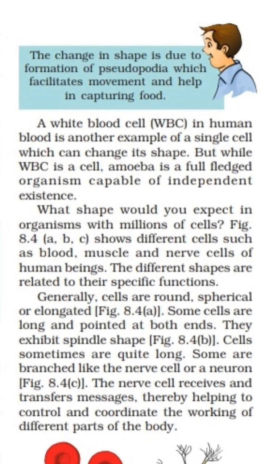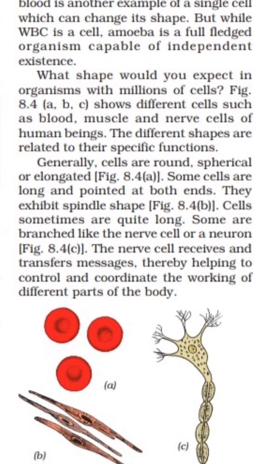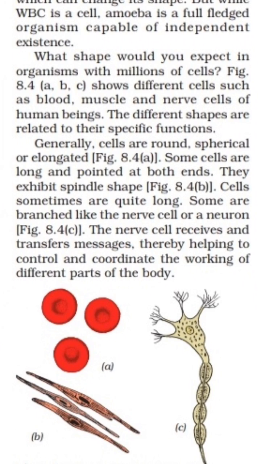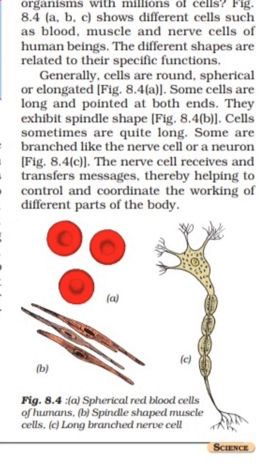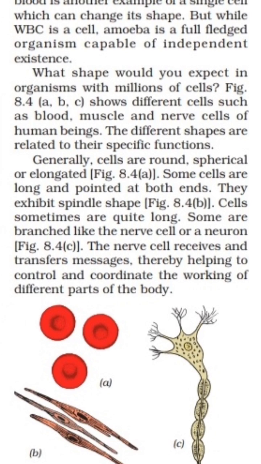Now what shape would you expect in organisms with millions of cells? At the start of the chapter we learned that in our body millions of cells are present. Now what do we expect about the shape of the cells present in the organisms? Here some figures are given. Figure 8.4 A, B, C shows different cells, such as blood, muscle and nerve cells of human beings, and the different shapes related to their specific function.